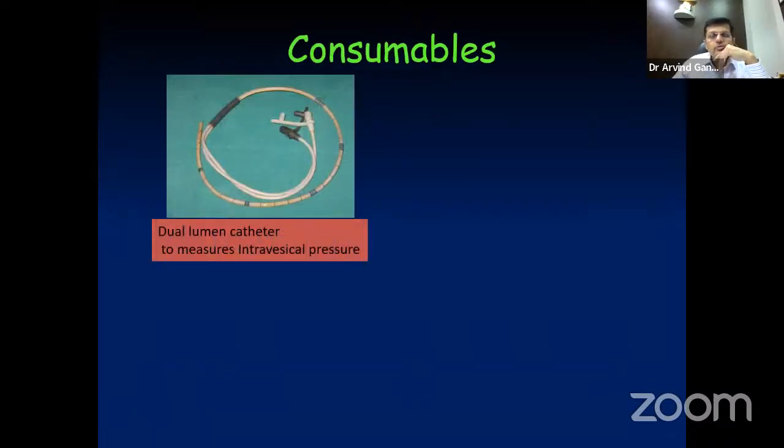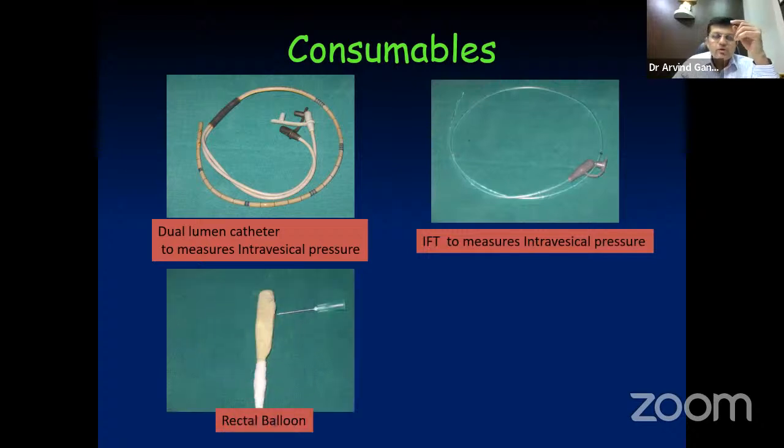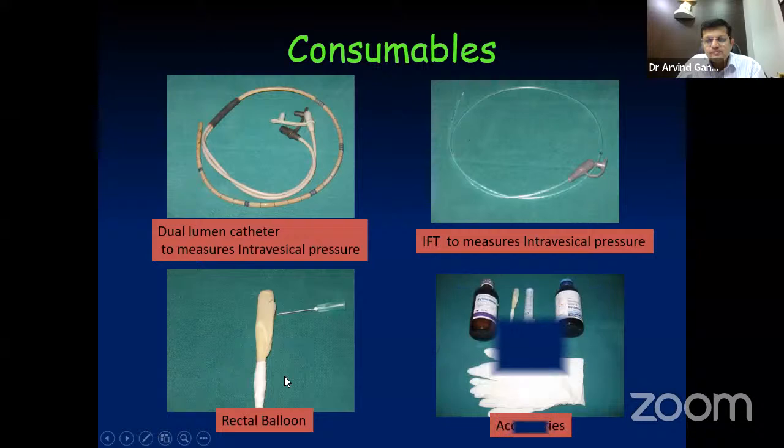The other consumables you can use: either a double lumen catheter, or you can use an IFT for intravesical pressure measurement. When we are doing it in adults, we use two IFTs. One would be a 6 French IFT, which is used for measuring the intravesical pressure, and the 8 French IFT, which is used for the filling. But sometimes you can do away with two IFTs by using a single double lumen catheter, which measures the intravesical pressure, and the other lumen is for the filling. What you are seeing at the bottom is the rectal balloon, which measures the intra-abdominal pressure.